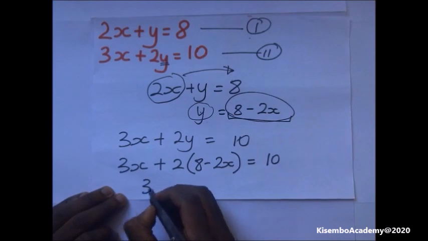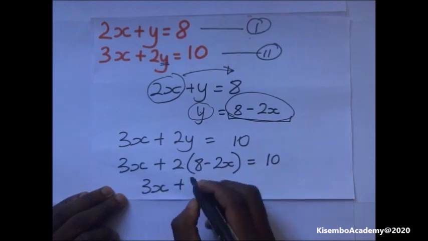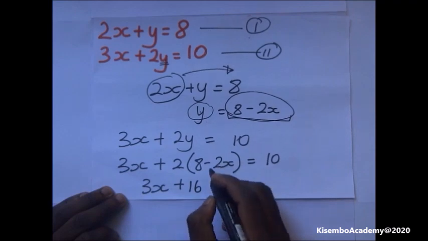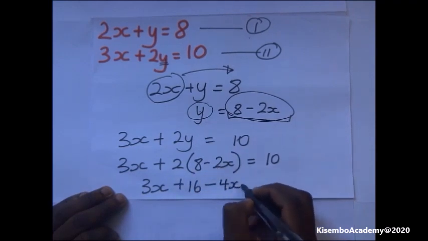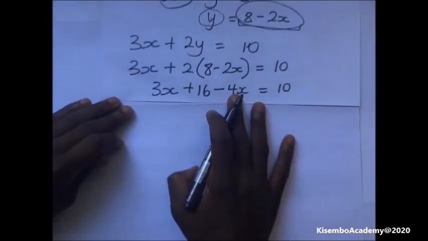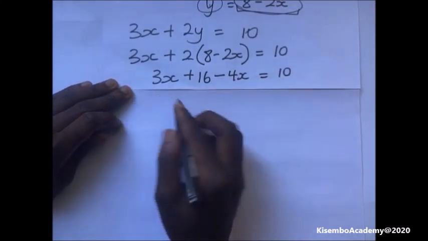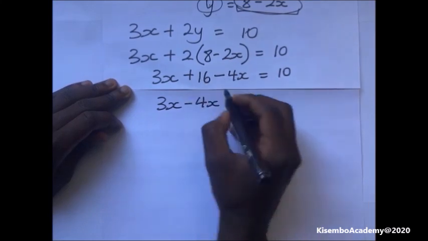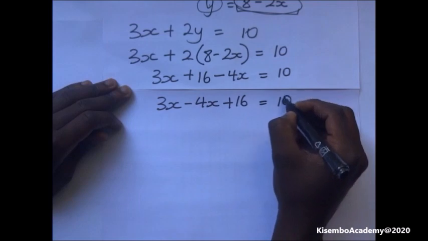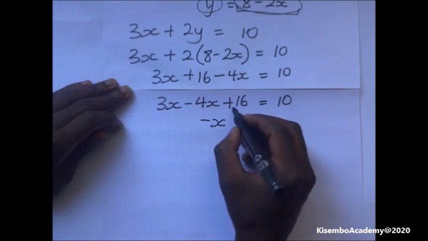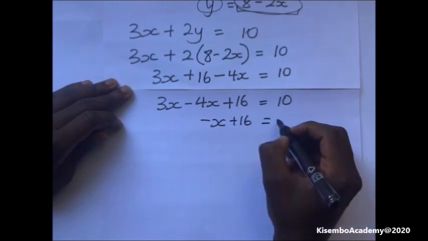So this becomes 3x plus 2 times 8, we open brackets, 2 times 8 is 16. Then 2 times negative 2x, of course positive 2 times negative 2 is negative, so it's going to be negative 4x is equal to 10. So we proceed and get the value of x. So this will become 3x, we collect like terms, 3x minus 4x plus 16 is equal to 10. So 3x minus 4x gives us negative x. This plus 16 is equal to 10.